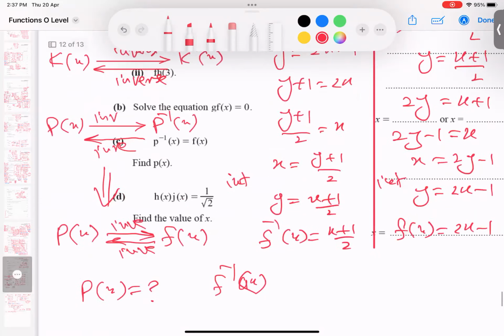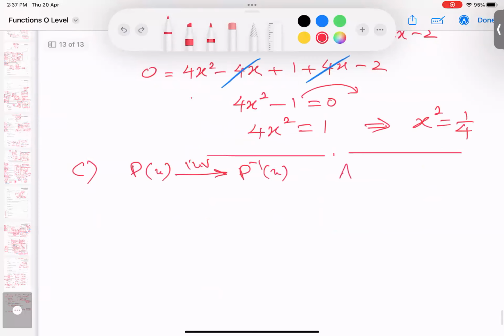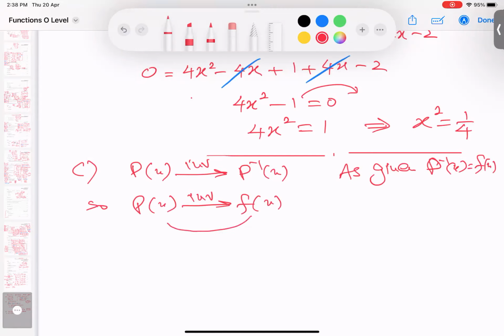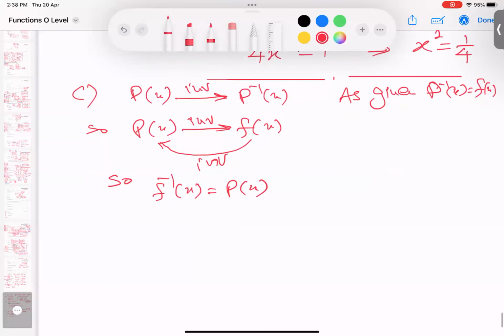And as he mentioned here, as given, p inverse of x is equal to f of x. So I can say that p of x, if you find the inverse, will give you f of x. So if I want to go back, I will find the inverse once again. So it means f inverse of x is actually equal to p of x. So Alhamdulillah Rabbil Alameen, the rule is very clear now.